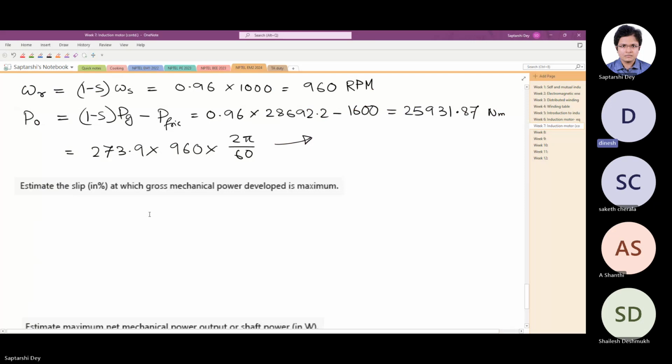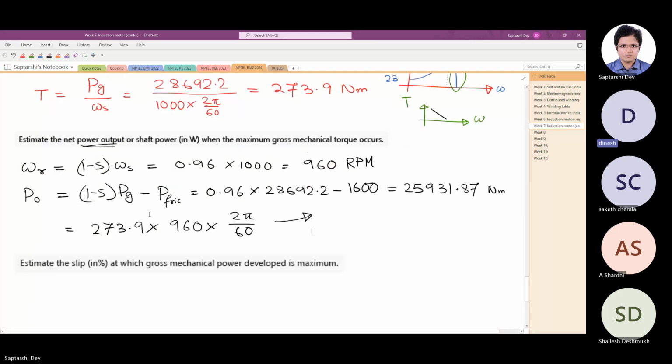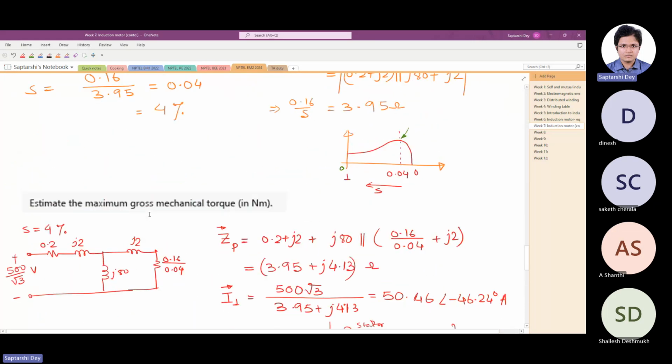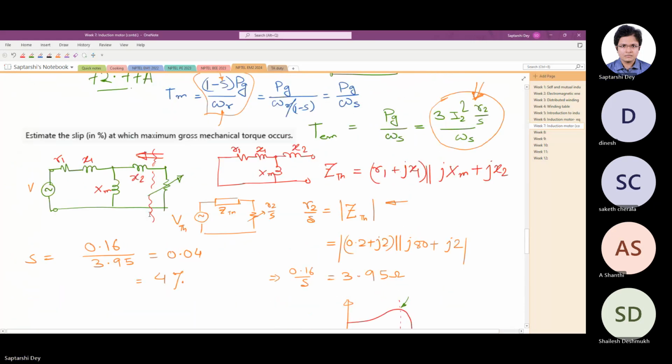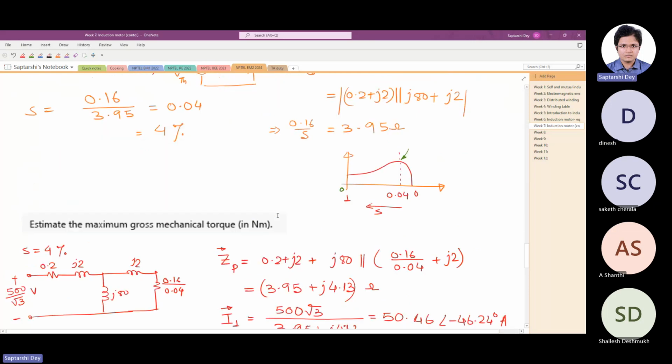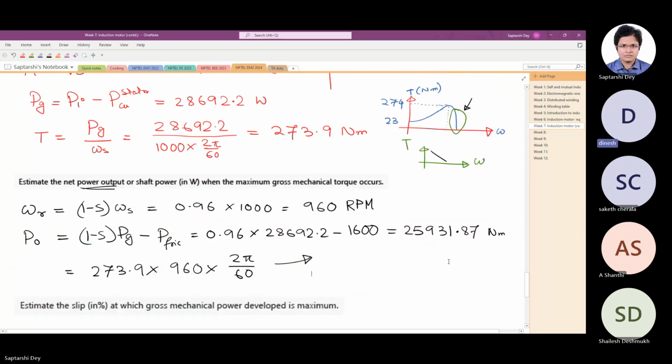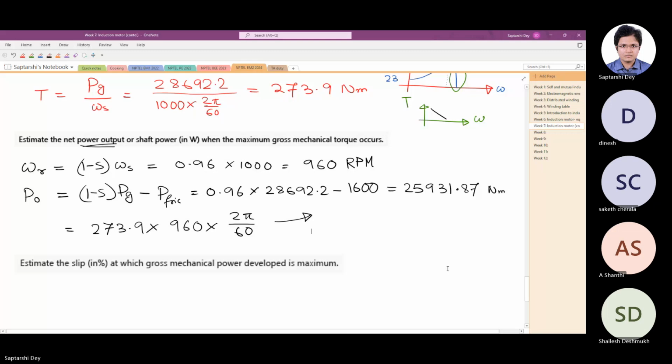So this is the torque, that is the gross mechanical torque. This is what we did in the last three problems. Maximum gross mechanical torque is at this point when the torque is maximum. This does not necessarily mean the power is maximum. No, my question is like the shaft power is equal to the gross mechanical power minus the friction.